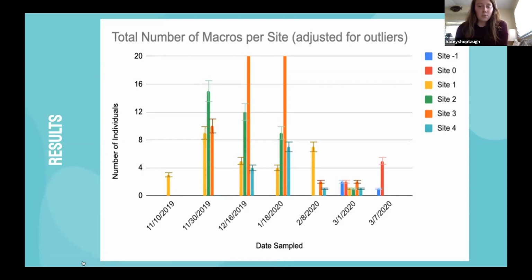So as you can see, there wasn't a ton of variation between each of my individual sites, except for site 3 being massive. And then in January, I had a huge drop off in the number of macroinvertebrates that I was collecting per sample day, which you can see in my February and March samples.